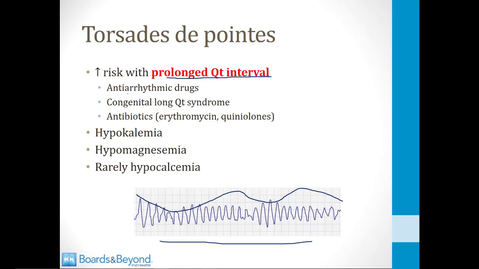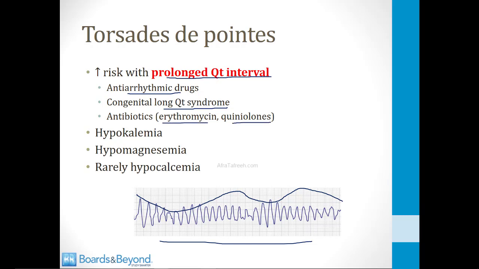There are a number of antiarrhythmic drugs that prolong the QT interval, and they put patients at risk for torsades. There is a congenital long QT syndrome, and patients who have this disorder are at risk for torsades. And then finally, some antibiotics occasionally prolong the QT interval in certain patients. The drugs that classically do this are erythromycin and the quinolones.